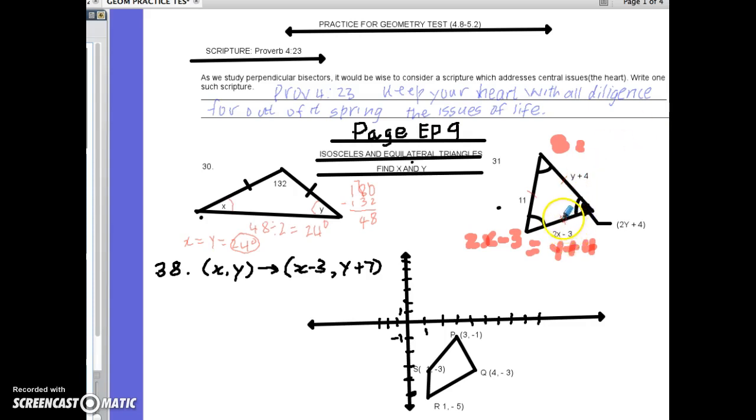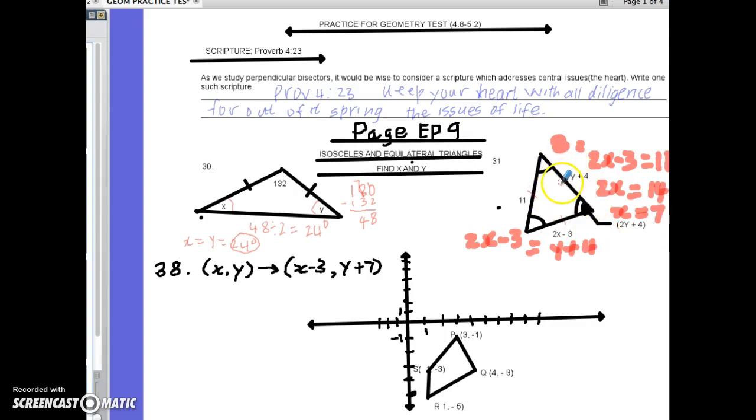We can have 2x minus 3 equal 11. 2x minus 3 equals 11. Okay, and then we add 3 to both sides. When we do that, we get 2x equals 3 plus 11, that would be 14. And divide both sides by 2, so we get x equals 7. So that would be our x.